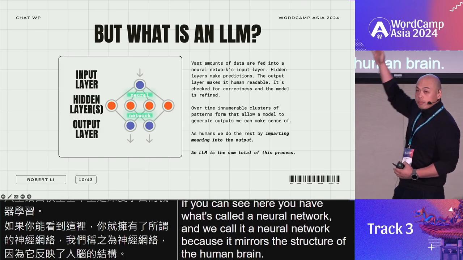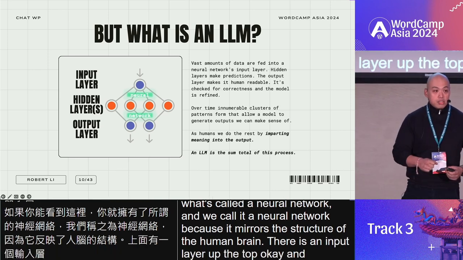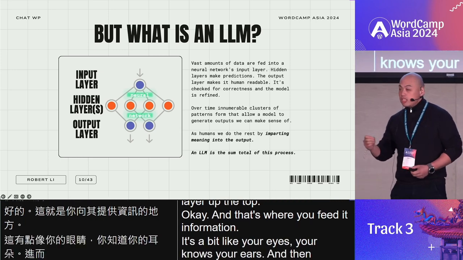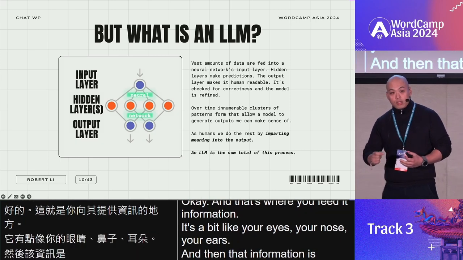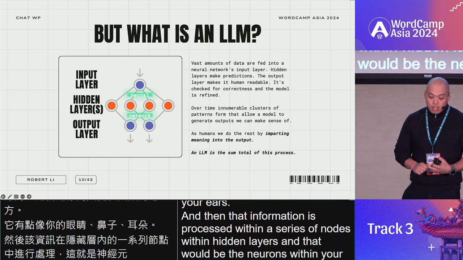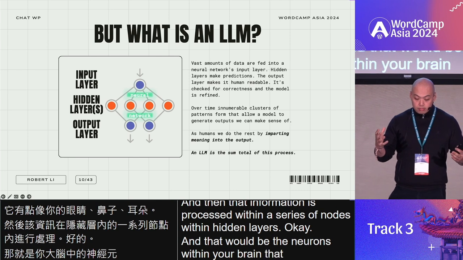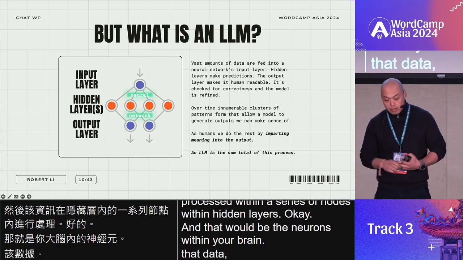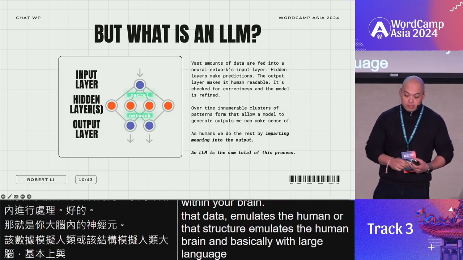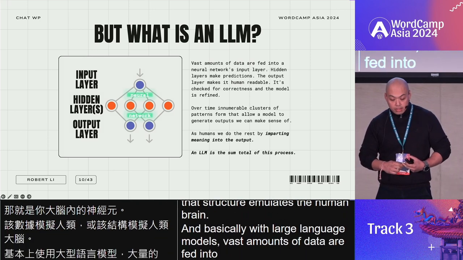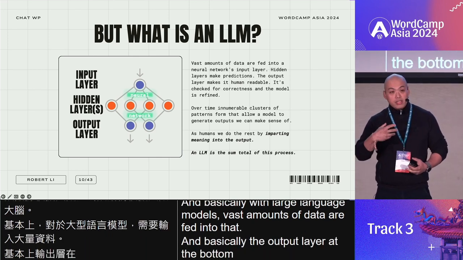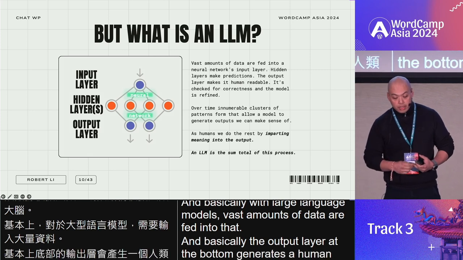There is an input layer up the top, okay, and that's where you feed it information. It's a bit like your eyes, your nose, your ears. And then that information is processed within a series of nodes within hidden layers, okay, and that would be the neurons within your brain. That structure emulates the human brain. And basically, with large language models, vast amounts of data are fed into that. Basically, the output layer at the bottom generates a human-readable output. And these are checked for correctness.